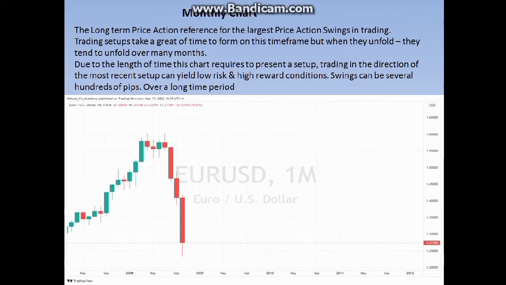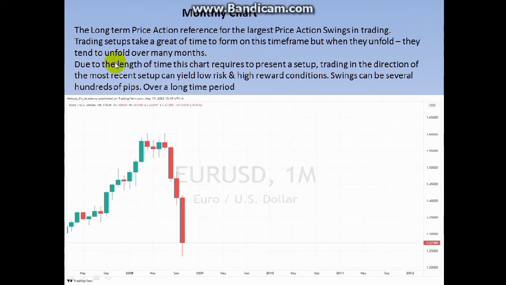Now the long-term price action references the largest price action swings in trading, which is the monthly chart. Trading setups on the monthly chart take a great deal of time to form on this time frame, but when they unfold, they tend to unfold over many months.